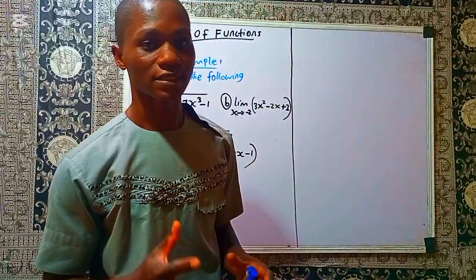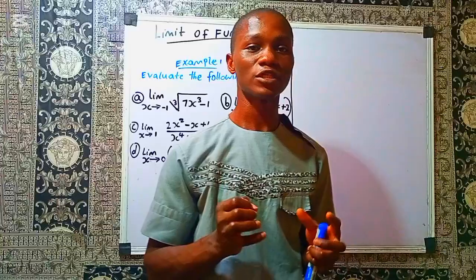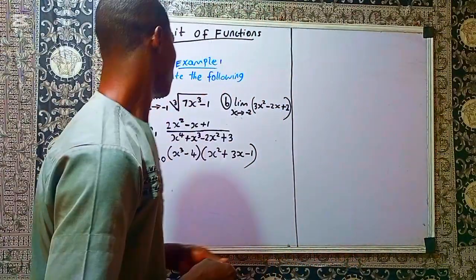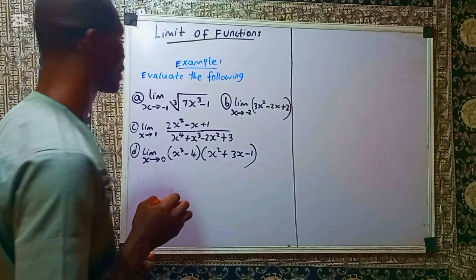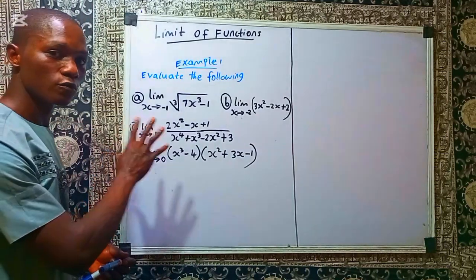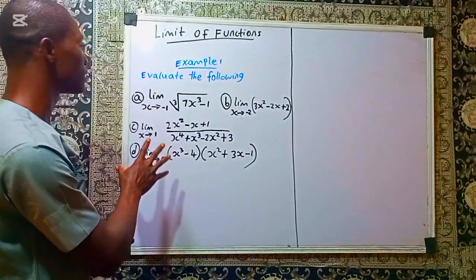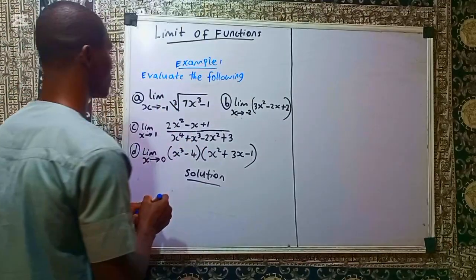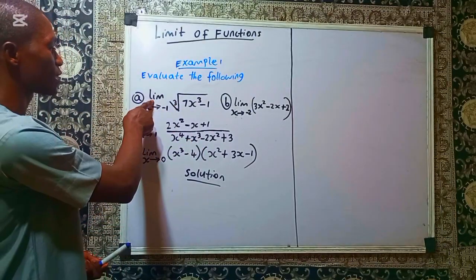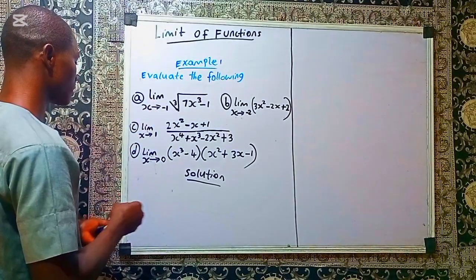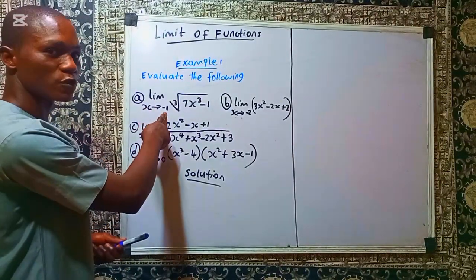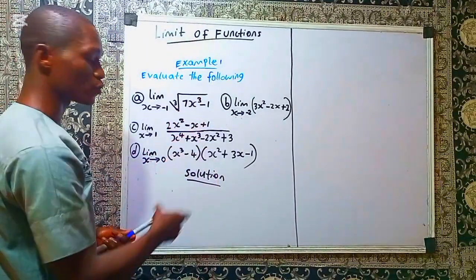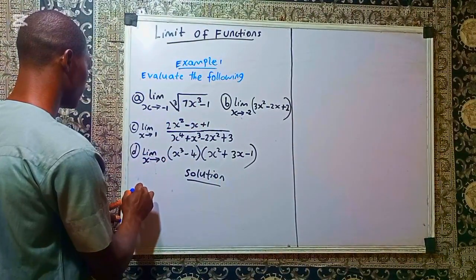So let's look at how we can evaluate limits of some real value functions with some examples. In this example, we have these questions on the board here. We want to evaluate limits of these functions. The first question, we are asked to evaluate the limit as x goes to minus 1 of the third root of 7x raised to power 3 minus 1.